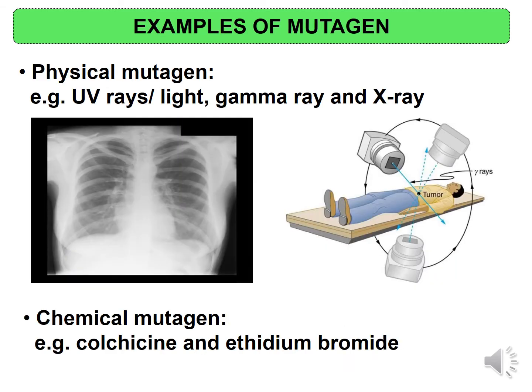These are examples of a physical mutagen. As we can see over here, this is the X-ray, right? And another set over here is what we use in radiotherapy to treat cancer patients. They will emit gamma radiation to kill the cells for cancer treatment. Another example of a chemical mutagen is colchicine, which can be used to induce non-disjunction, or ethidium bromide.